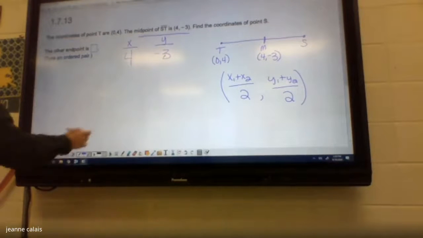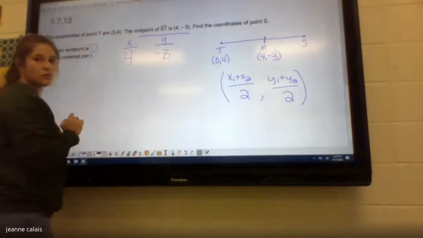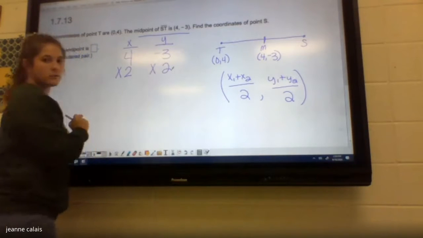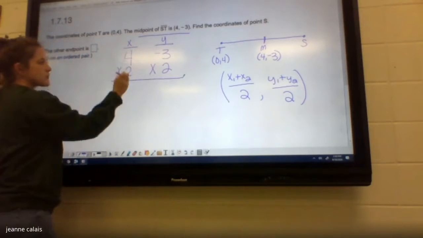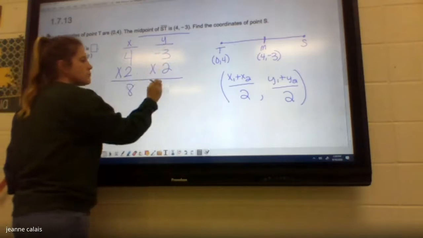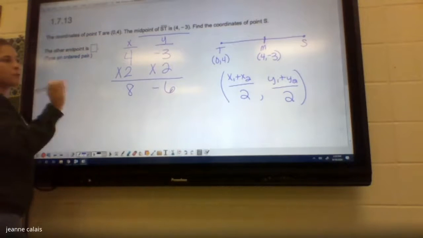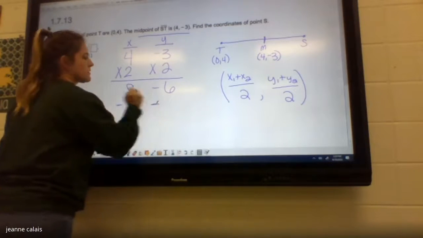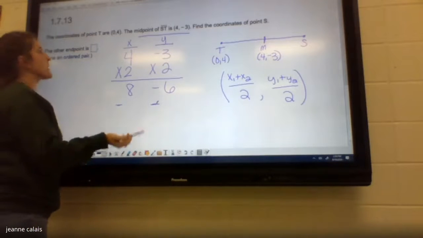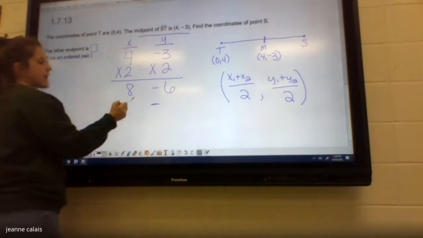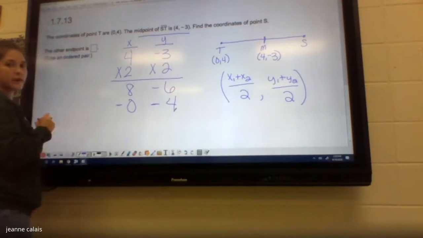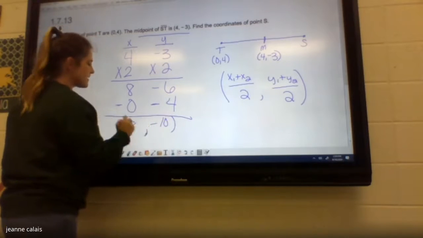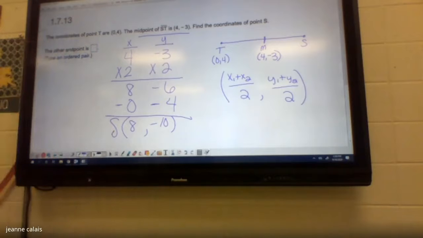All right. So the last thing I did was divide by 2. So instead of dividing by 2, I'm going to multiply by 2. So 4 times 2 is 8. -3 times 2 is -6. The previous step I added, so the opposite of addition is subtraction. So I'm subtracting. Well, what are we subtracting? We're subtracting the given endpoint, that's 0 and 4. So I have 8, I have -10. That is coordinate S.